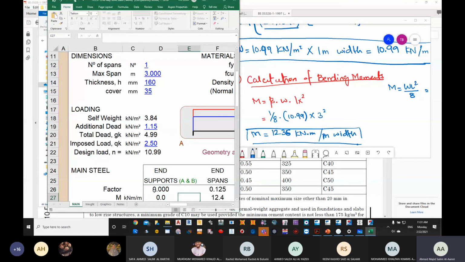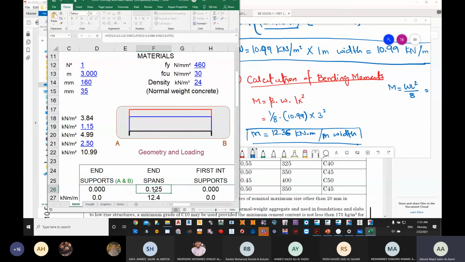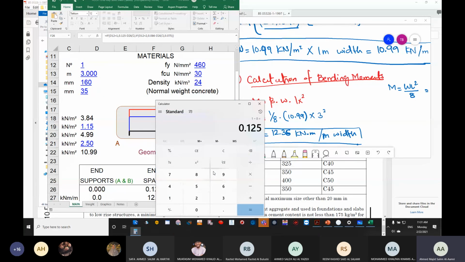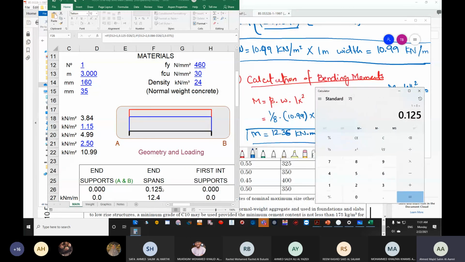How much is the coefficient? You can see the coefficient for the span. For the support, the coefficient is 0. We don't have a coefficient because the bending moment is 0 in the envelope. For the span, once again, if you remember, support is representing a negative moment, span is representing positive moment. We don't have a negative bending moment, so that's why the beta is 0. For the span, we have 1/8. If we divide 1/8 using the calculator, it gives you 0.125. So 0.125 is your coefficient here.